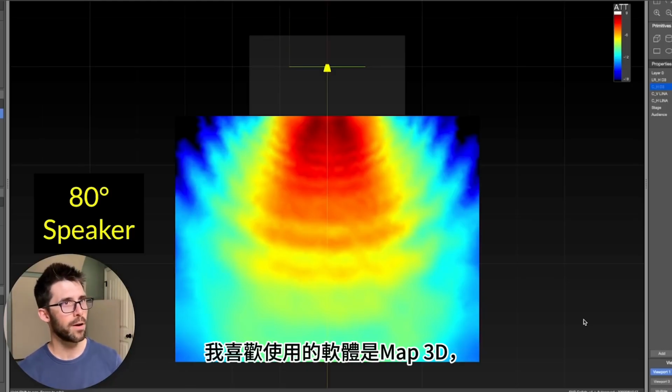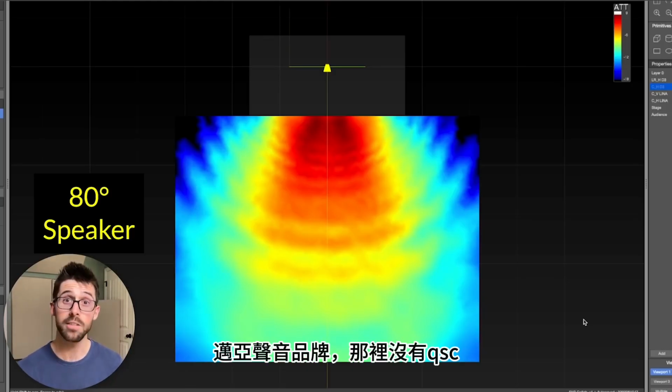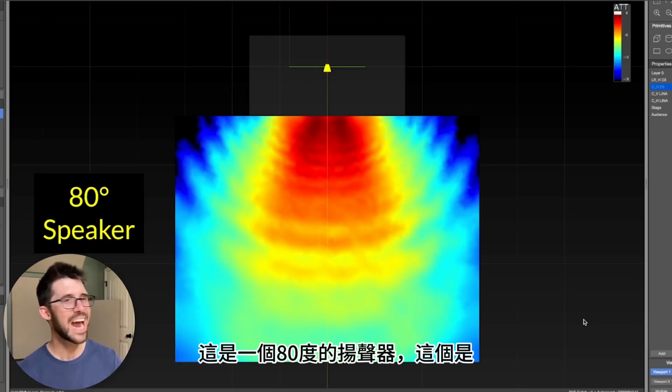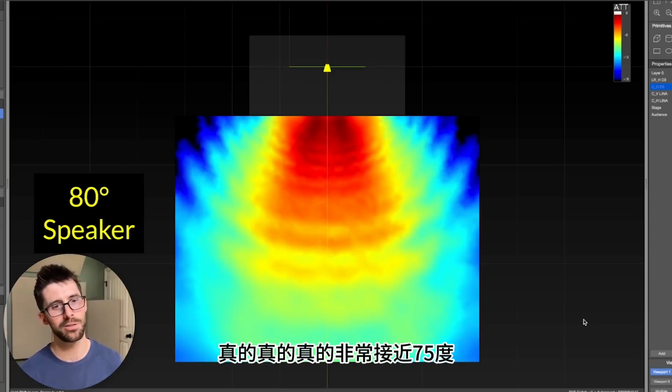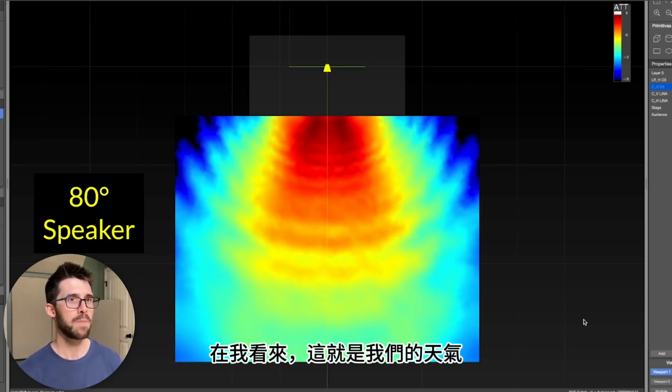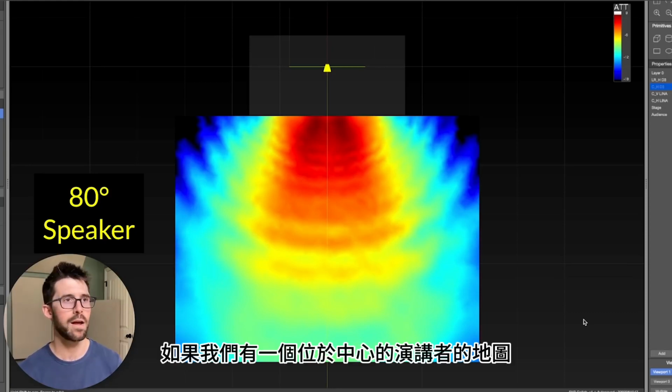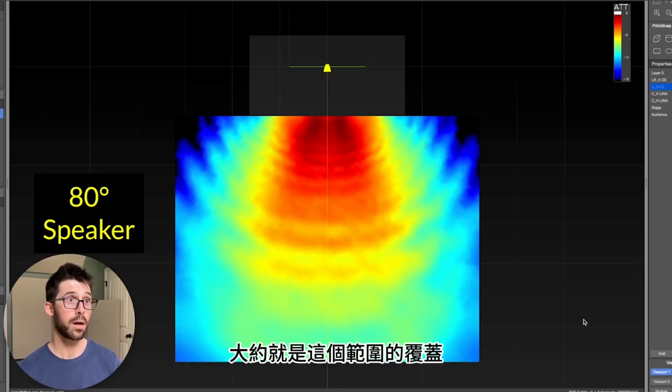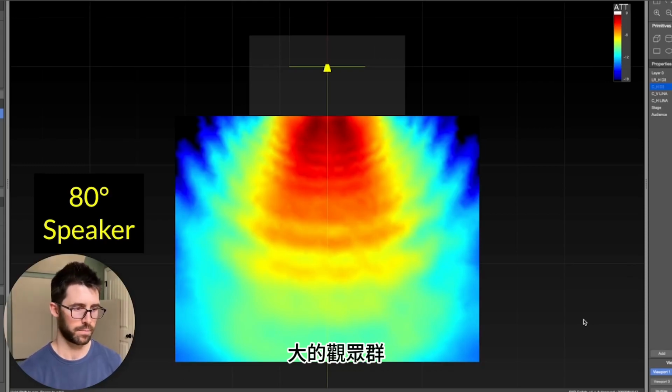In the prediction software, I like to use Map 3D. It's all Meyer Sound products. There's no QSC, but this is an 80-degree speaker, and that's really, really close to 75 degrees, in my opinion. And this is our weather map. If we have one speaker in the center, that's about how it would cover that size audience.